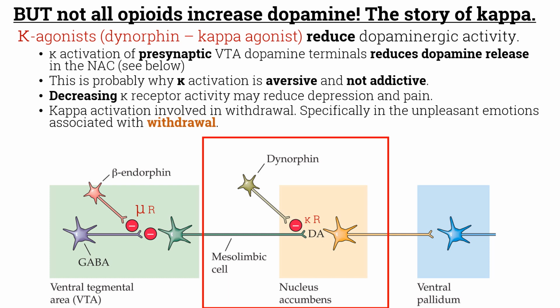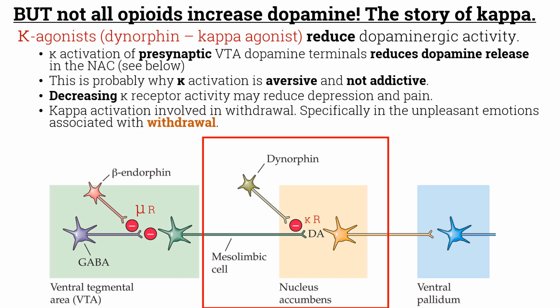So remember, we have 4 different types of endogenous opioid receptors and opioid-producing neurons, and not all of them are going to have the same effect on dopamine. So the kappa agonists are actually going to reduce dopaminergic activity. Here we're looking at the middle panel, and you can see we have dynorphin, one of our endogenous opioids, synapsing on the mesolimbic cell, which in turn synapses in the nucleus accumbens.